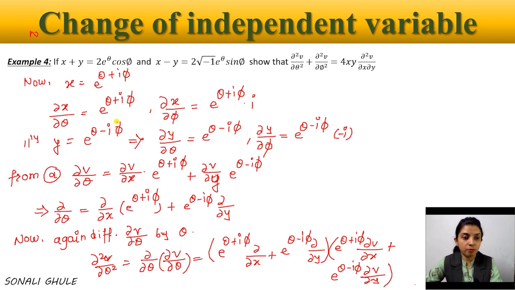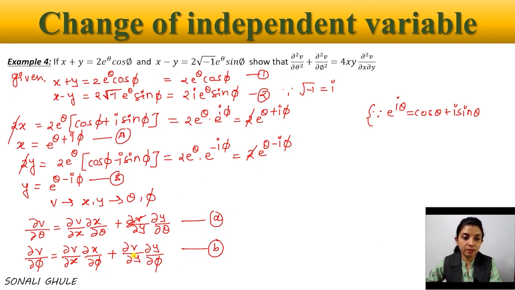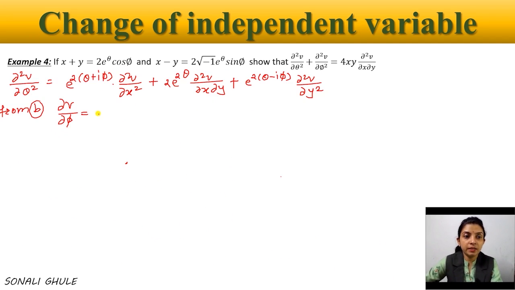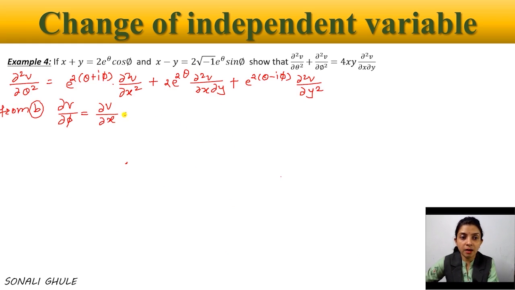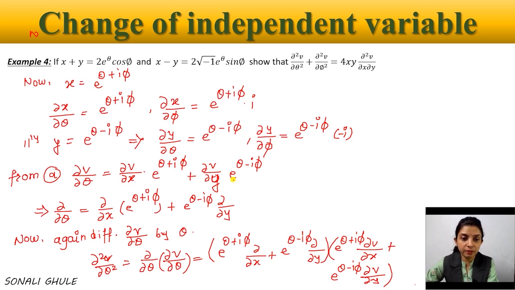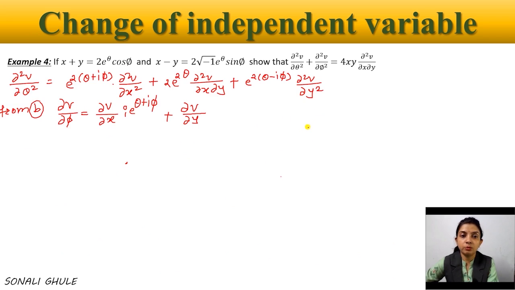From b, we just have to put the values of x and y with respect to phi. So here it is v with respect to x and x with respect to phi. What is x with respect to phi? This one. So I can write here i e to the power theta plus i phi, plus v with respect to y. What is the value for y with respect to phi? This one. So I can write it is minus i e to the power theta minus i phi.